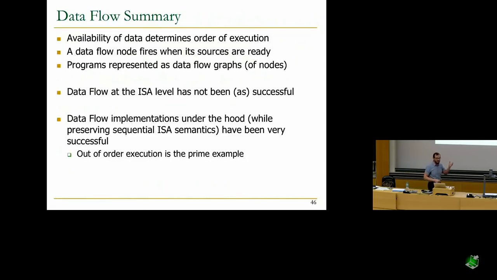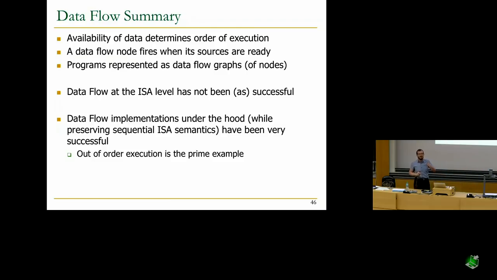Essentially, if you remember, we talked about data flow. And data flow, the concept is availability of data determines order of execution. A data flow node fires when sources are ready, and the programs are represented as data flow graphs of nodes. And data flow at the ISA level, as we've discussed earlier when we talked about von Neumann, has not been as successful. Because at the ISA level, it's very difficult for the programmer to reason about this. They can draw the data flow graphs. That's good, actually. At the programming level, people have used data flow.